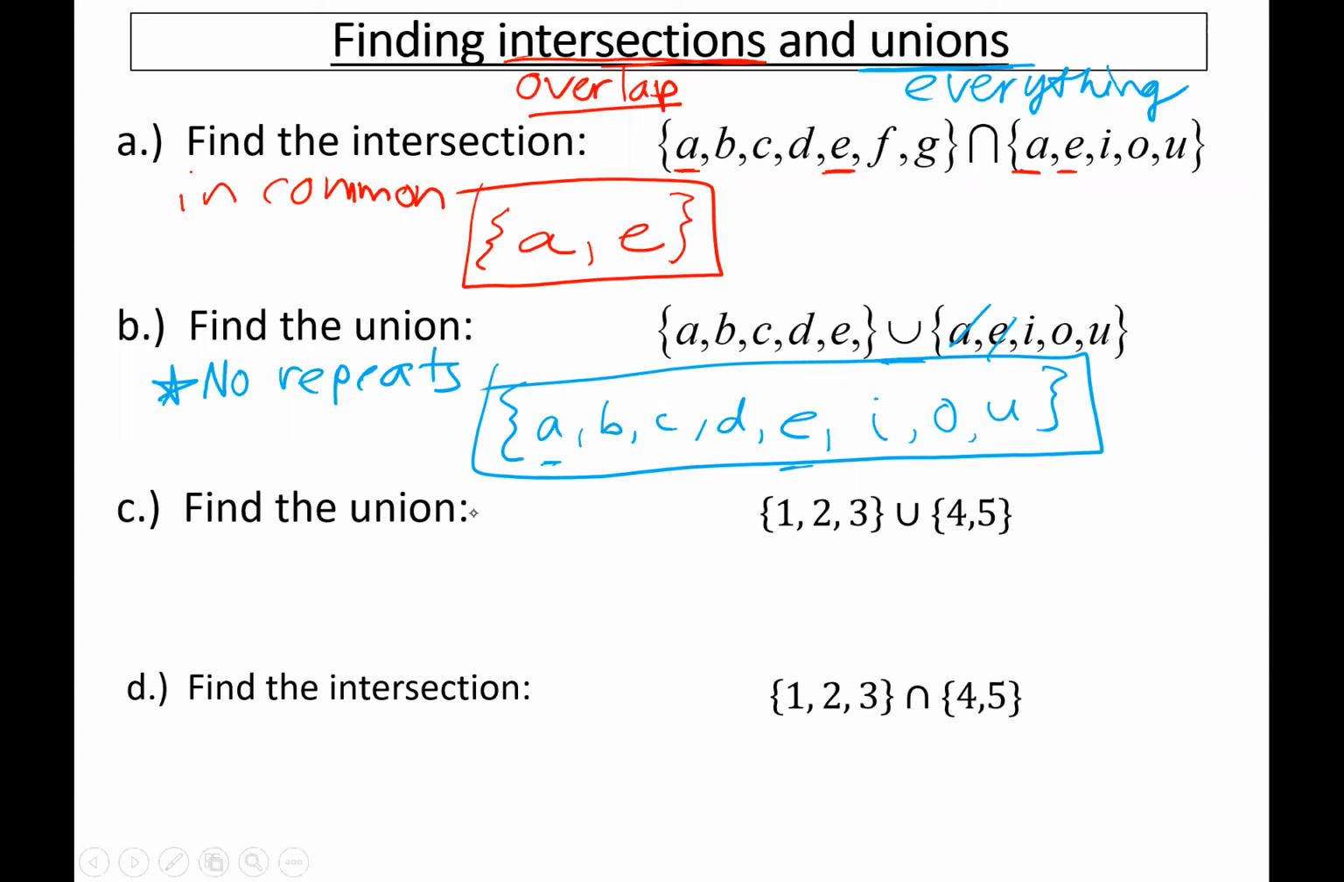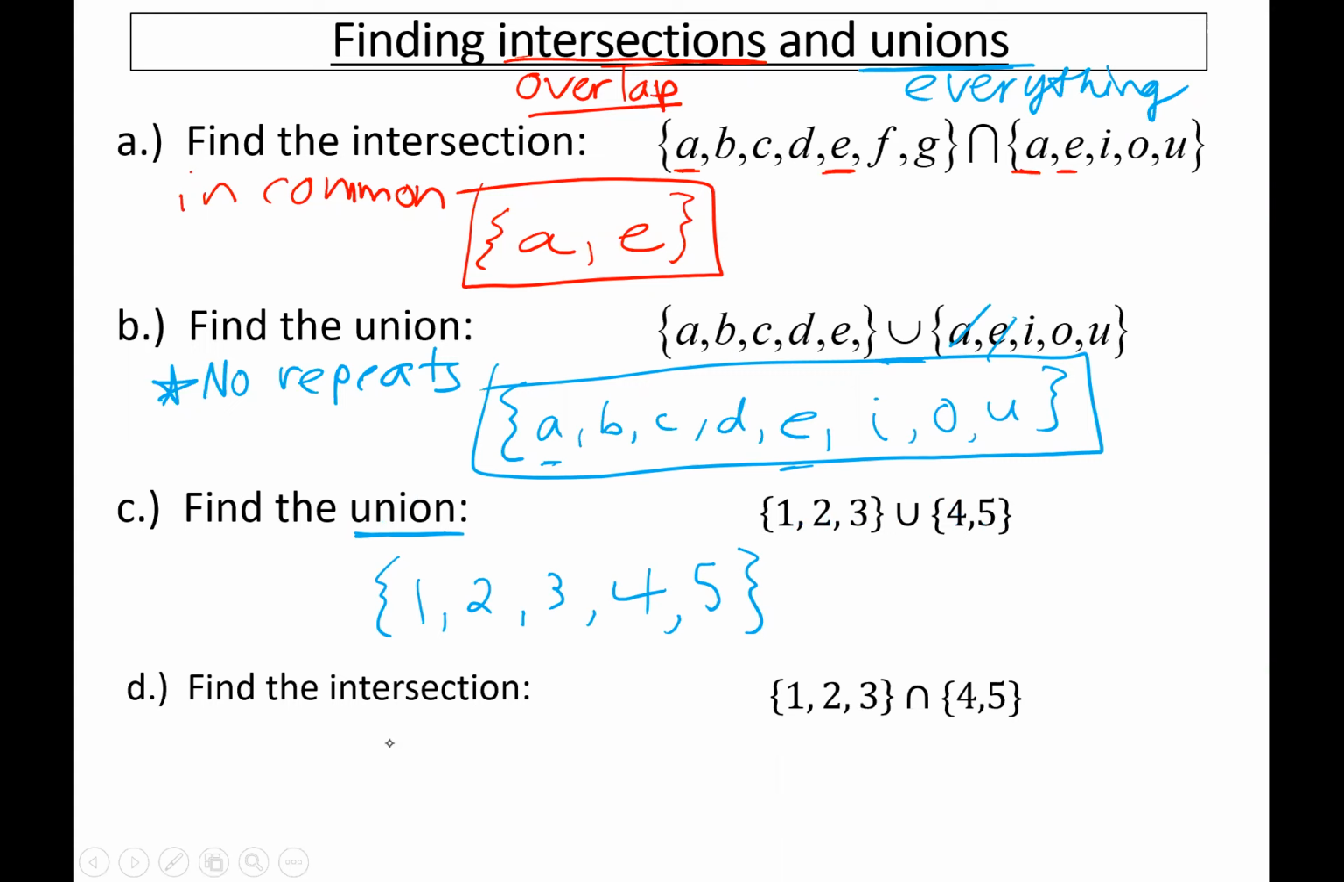Okay, so this time we're finding the union of two different sets of numbers. The first set is 1, 2, 3, and the next set is 4, 5. So for union, we're gonna include everything. So I'll just list 1, 2, 3, 4, 5. And there were no repeats there anyway, so that one was nice and quick.